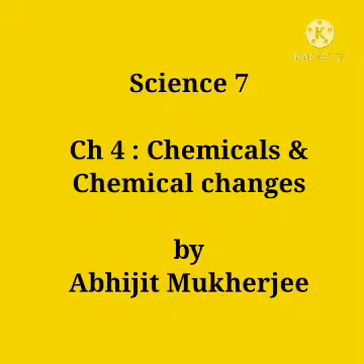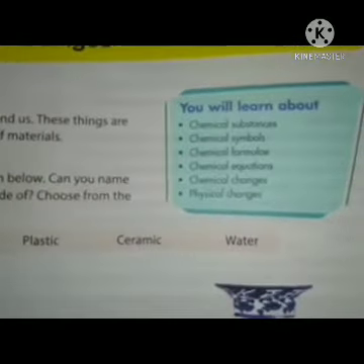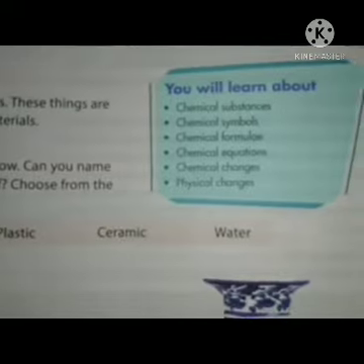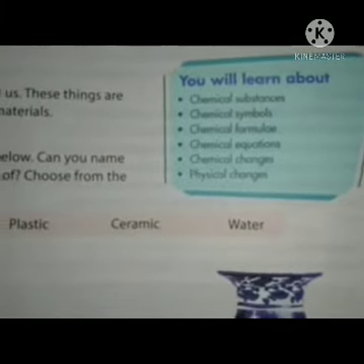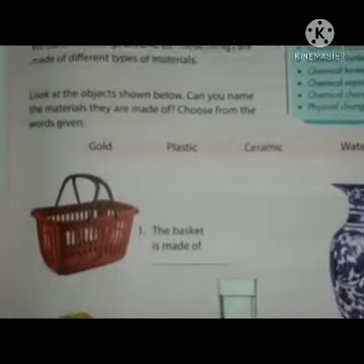I'm going to teach you today class 7 science, the chapter 4, chemicals and chemical changes. We are going to learn in this chapter about chemical substances, chemical symbols, chemical formula, chemical equations, chemical changes, and about physical changes. Now, what are exactly chemicals?